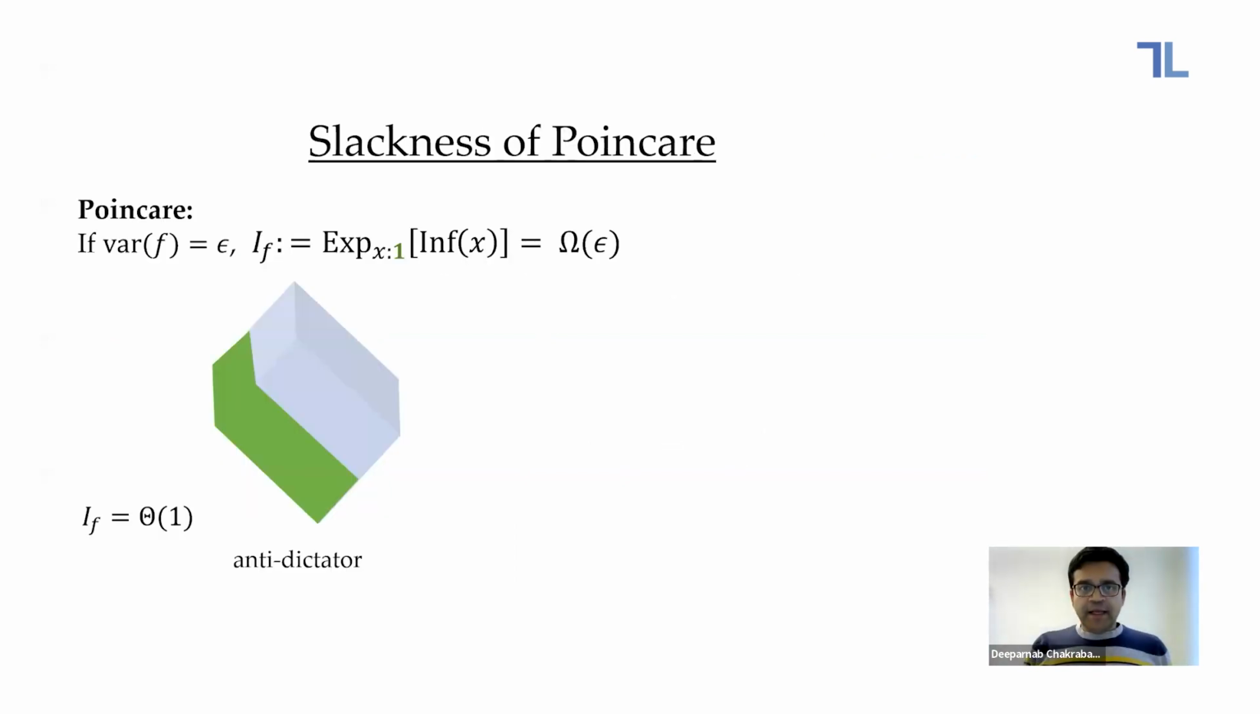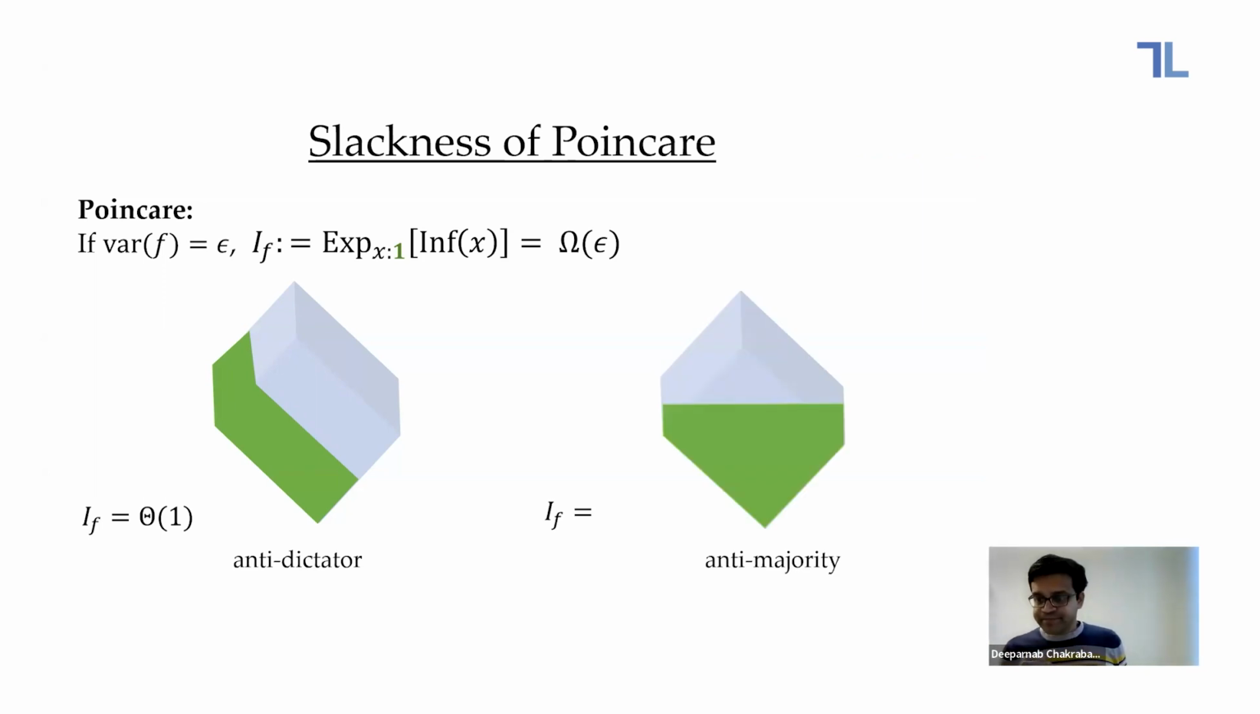Okay. So let me begin by saying that this Poincare, now I'm back to the undirected world, the Poincare has slack. Now, we know that Poincare is actually tight, and the anti-dictator shows this. If I have an anti-dictator, the variance is constant, it's half or quarter. And indeed, the number of influential edges is a constant times 2 to the d. So the average influence is also a constant. So in that sense, Poincare is tight. But in some cases, it's extremely slack. The example to understand here is this anti-majority.